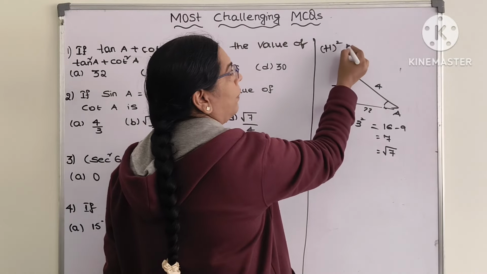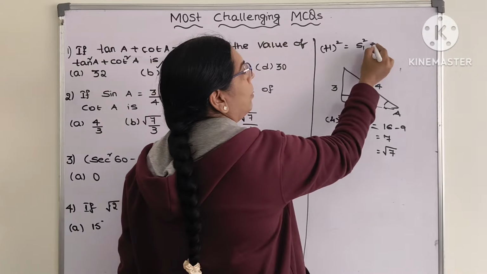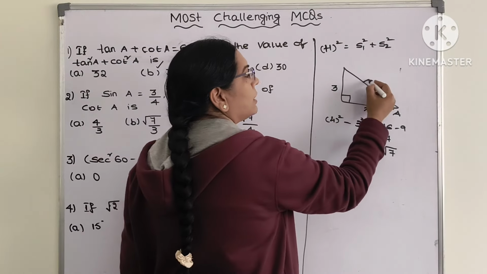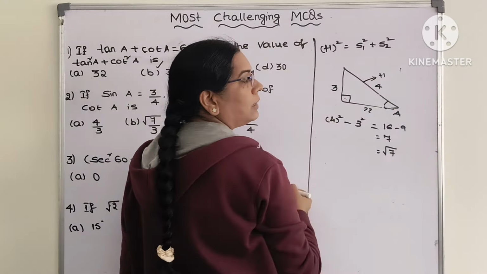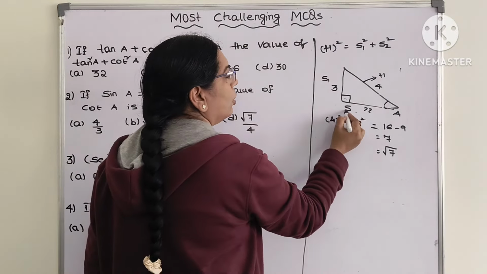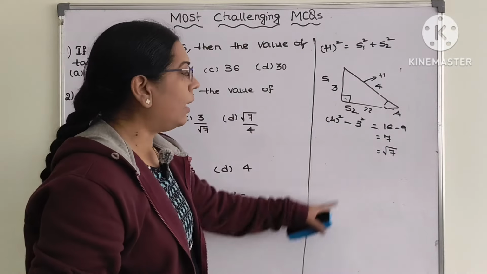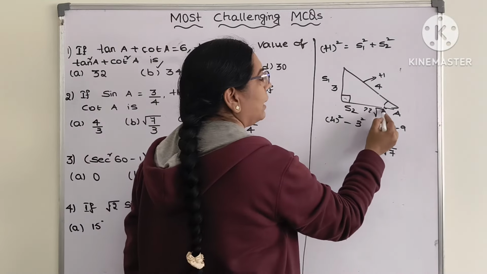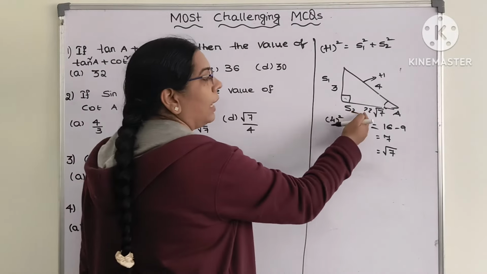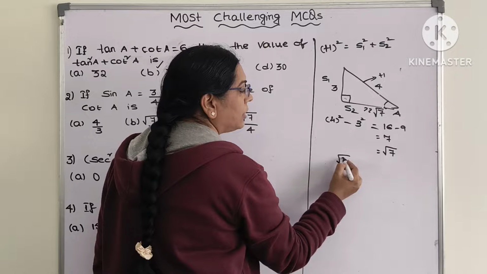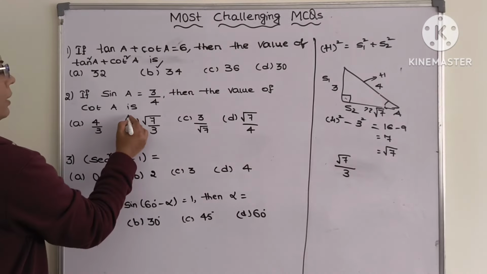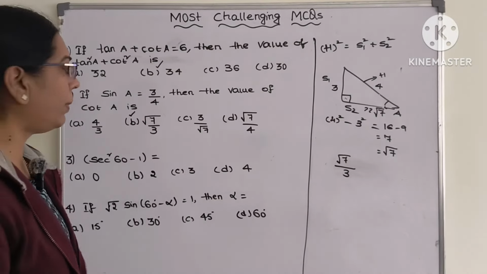The Pythagorean theorem says that hypotenuse square is the sum of the squares of the other two sides. Which is the hypotenuse? The side opposite to the right angle. This is the hypotenuse, and the other two sides are side 1 and side 2. So using this formula, I found out that the missing side is root 7. What are they asking? They asked for cot. Cot is adjacent by opposite. Adjacent is root 7, opposite is 3. So the correct answer is root 7 by 3.